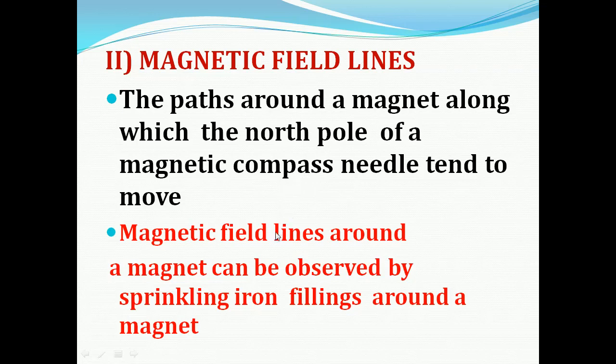Magnetic field lines around a magnet can be observed by sprinkling iron filings around a magnet. How can we observe the magnetic field lines around a magnet? By sprinkling iron filings or placing a magnetic compass near the magnet. We can observe a movement of the magnetic compass or iron filings from the north pole to the south pole. So the path around a magnet is called the magnetic field lines.